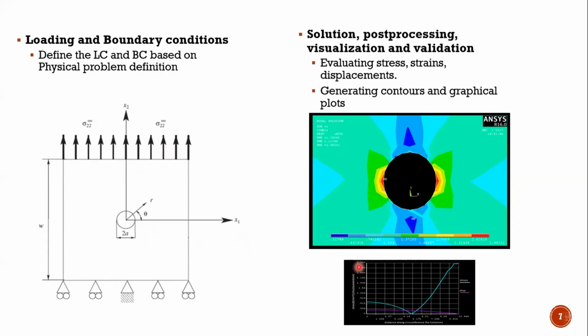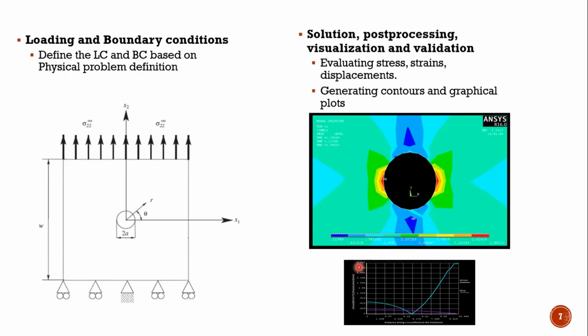And then comes the part of solution, post-processing, visualization, and validation. Once you're done with all your modules, like problem definition, then geometry preparation, then material properties, meshing, loading, and boundary conditions, then you just solve this problem. And once your solution is converged, depending upon your meshing strategy and everything, then you go for post-processing.